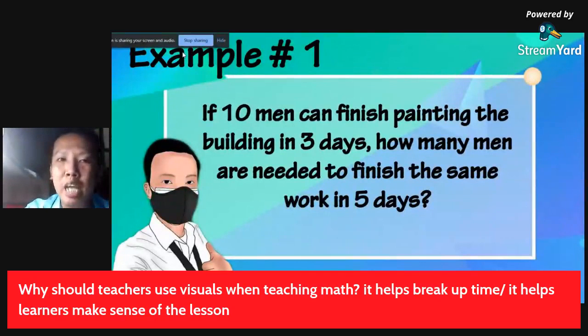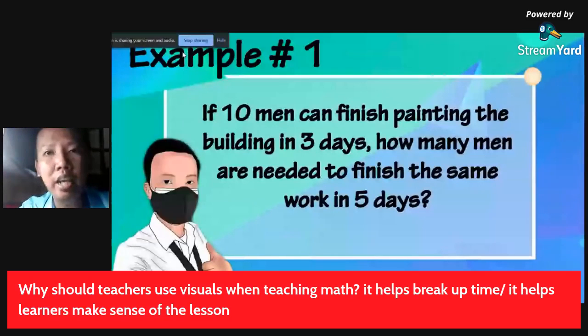So 10 men can finish painting the building in 3 days. How many men are needed to finish the same work in 5 days? So again, if one quantity increases, the other one will decrease. That's the characteristic of the inverse or indirect proportion. So let's solve.